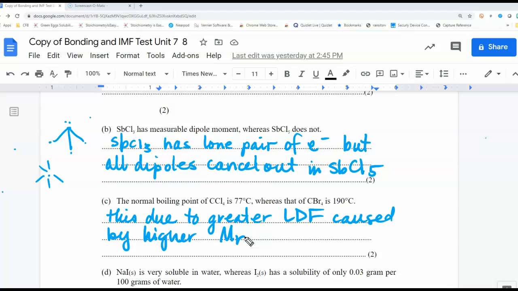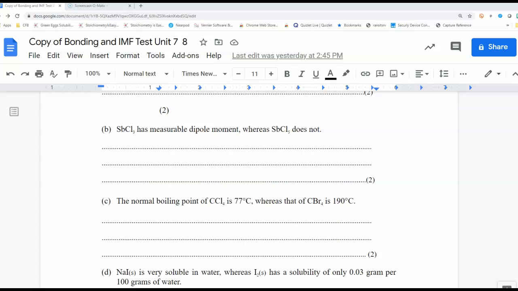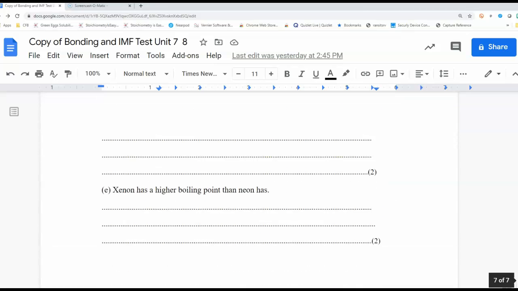Okay. The next question, NaI is very soluble in water, whereas I2 has the solubility of only 0.03 grams per 100 grams of water. NaI is ionically bonded, whereas I2 is covalent, and in particular, non-polar covalent, making it very unlikely to dissolve. Okay, we go on here.